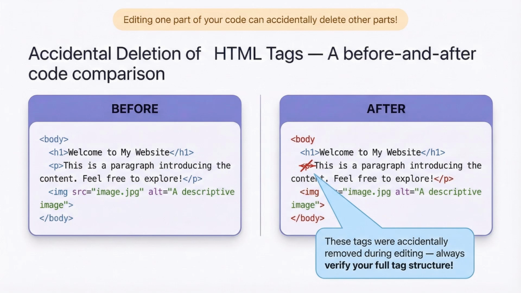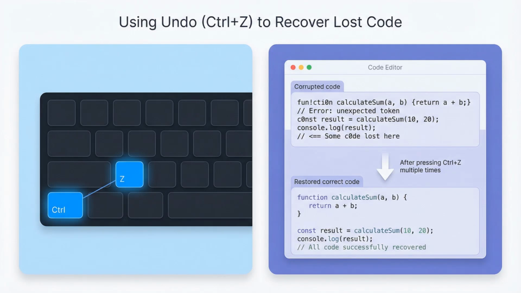The fix is to use undo, Ctrl-Z on Windows, to step back through your changes and restore what was accidentally removed. Then carefully re-add only the specific change you intended. It's always safer to make small, targeted edits rather than large copy-paste operations that can disrupt the surrounding code. Ctrl-Z is your best friend when something goes wrong in a code editor.